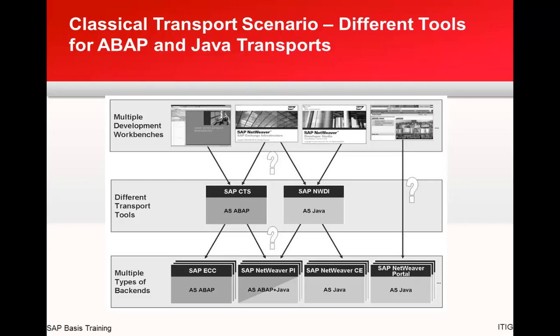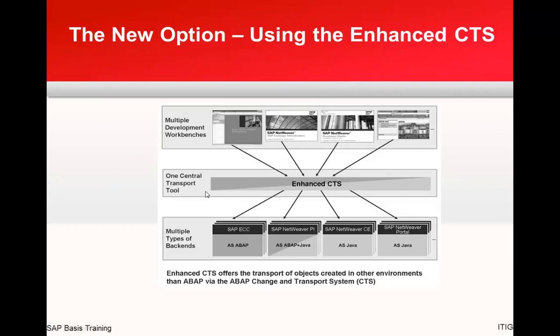So you can see that for the ECC system you have one thing, for the PI system there is ABAP and Java. For CE, that is composite environment, you have a different way of transporting it, and for the portal system you have a different way of transporting using the Java layer.